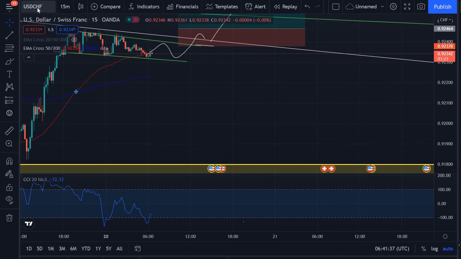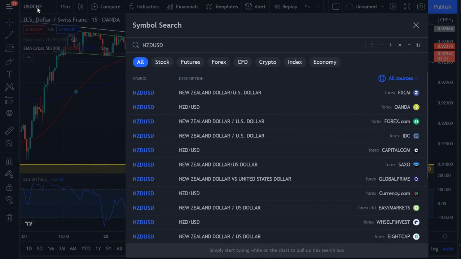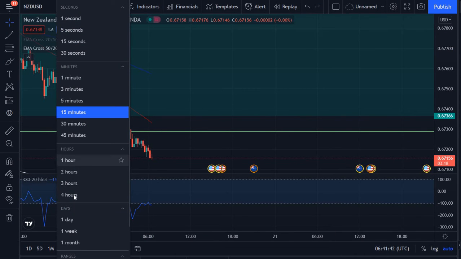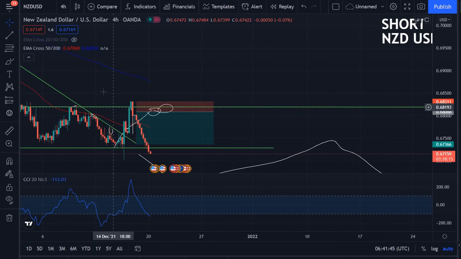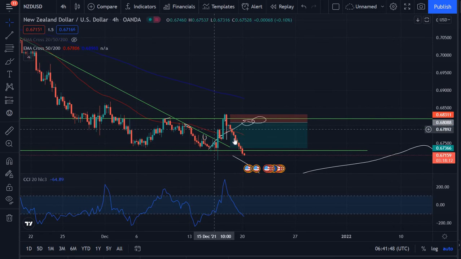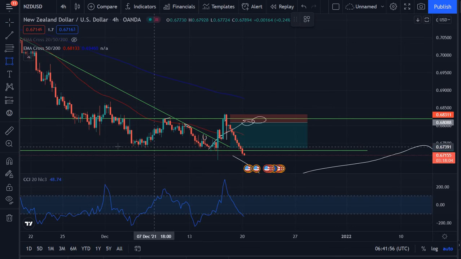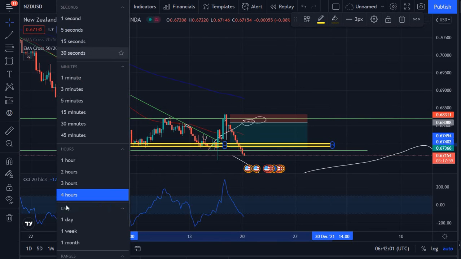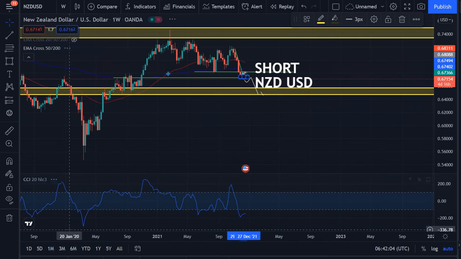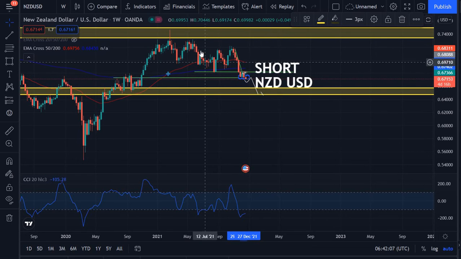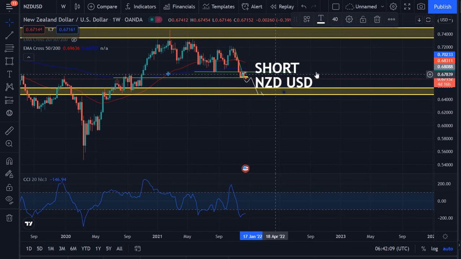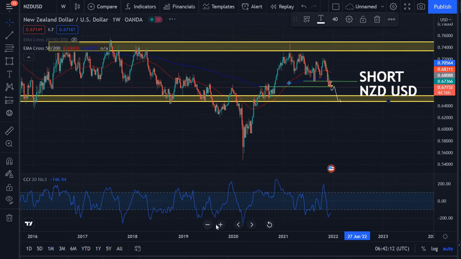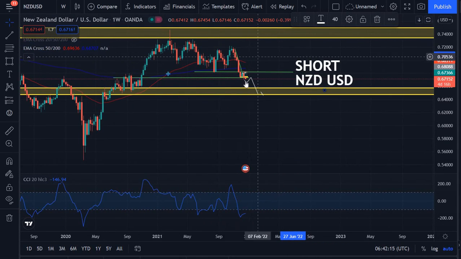So the next trade would be the New Zealand and the US dollar. So here taking a look at the 4-hour chart. So we pretty much came to this resistance area and went all the way down to this zone that we here just broke below. Something like this. Taking a look at the weekly real quick. So here we are between this bigger and smaller, between these big resistance and support zones.